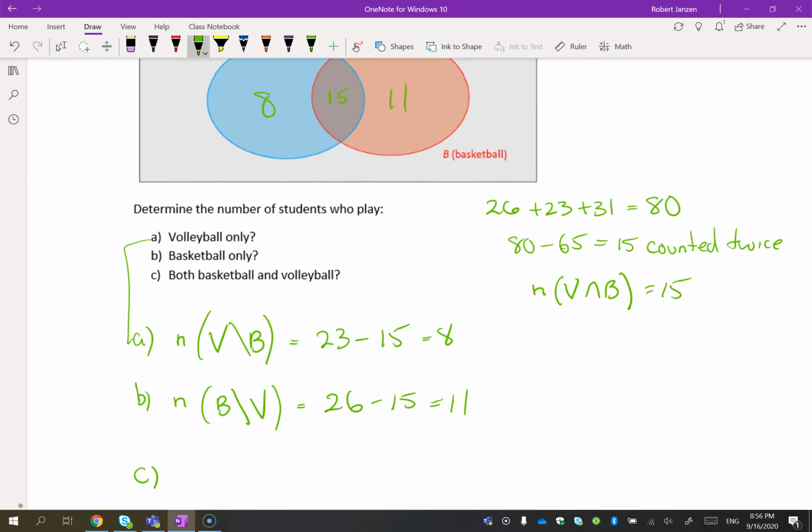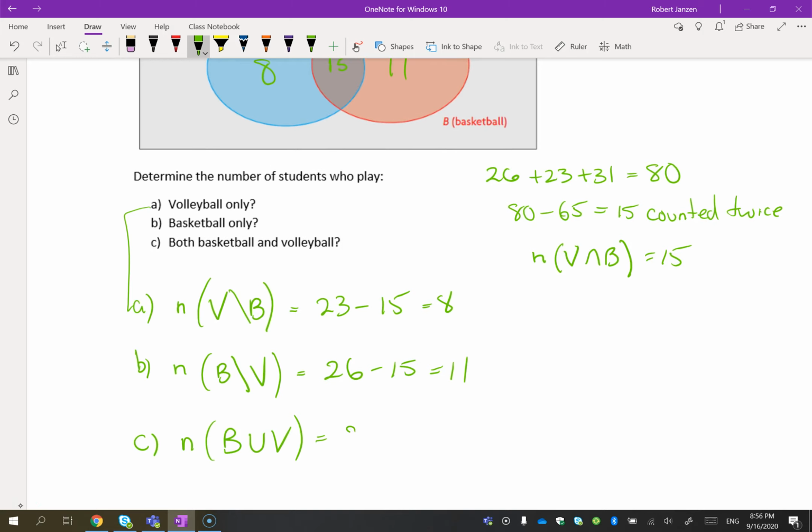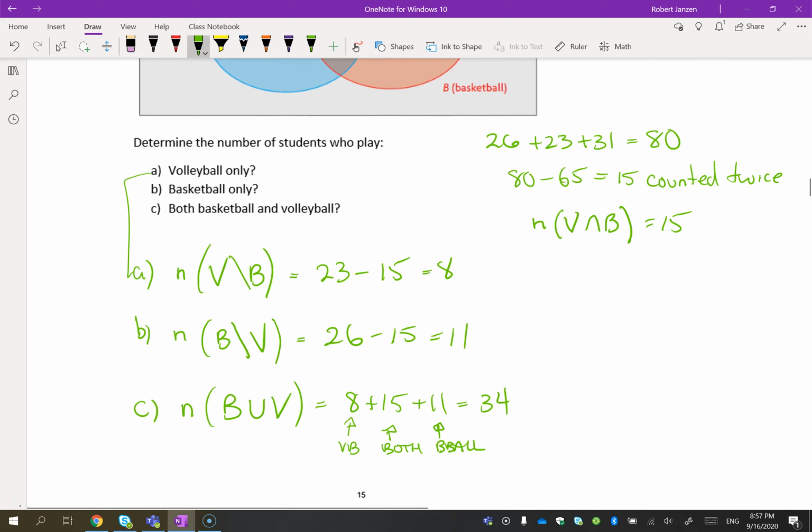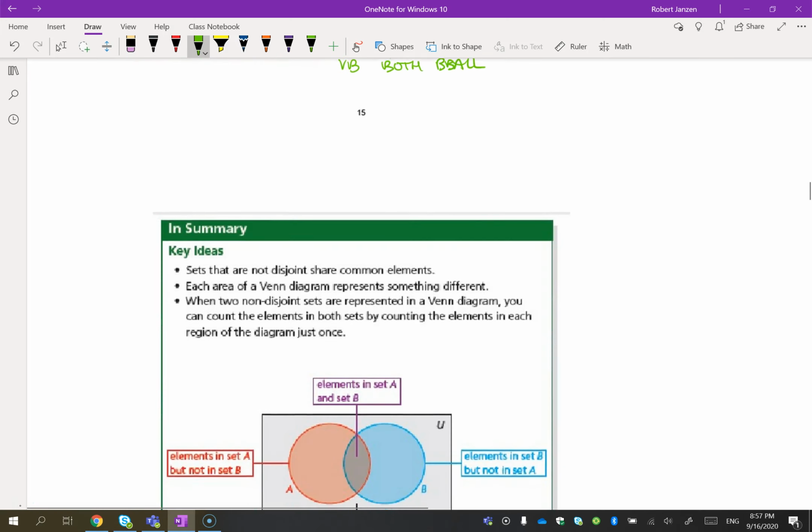And how many play both basketball and volleyball? What's the number that play basketball or volleyball? So this is 8 plus 15 plus 11. They play volleyball, they play both, they play basketball. So that's how you figure out basketball or volleyball.